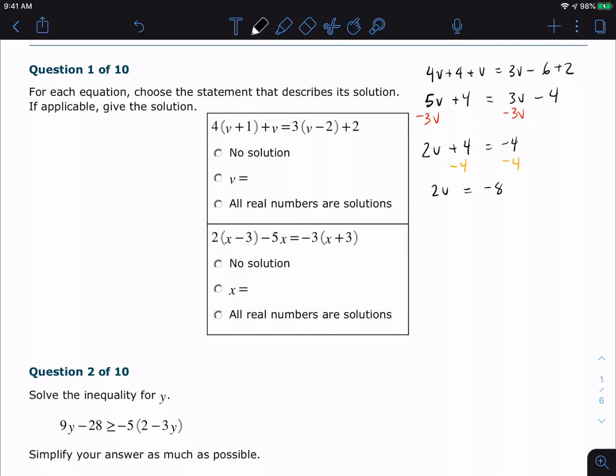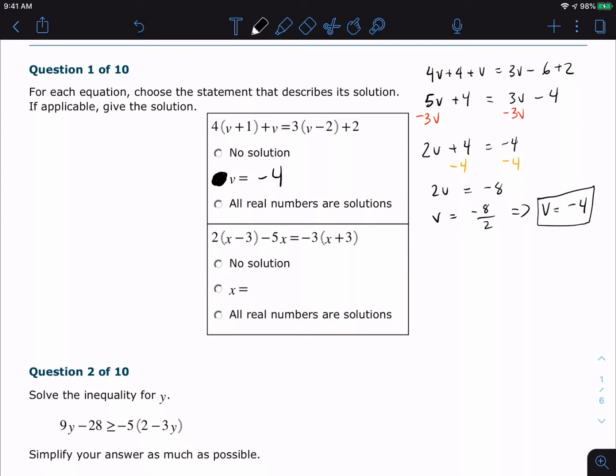From here, I have to divide, right? So when I divide, I'm going to get v is equal to a negative 8 divided by 2, which tells me that v is equal to a negative 4. So this is a solution. So it's going to be this guy right here. I'm going to bubble that in, and I'm going to say it's negative 4 is the answer. Is that clear?